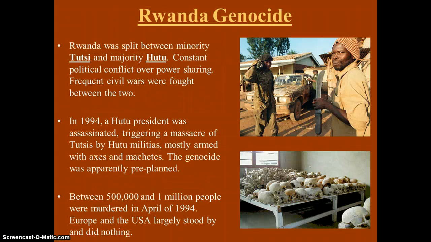Okay, the Rwanda genocide. Rwanda was split between the minority Tutsi and majority Hutu. Constant political conflict over power sharing and frequent civil wars were fought between these two groups. In 1994, a Hutu president was assassinated, triggering a massacre of the Tutsis by Hutu militias, mostly armed with axes and machetes. The genocide was pre-planned.